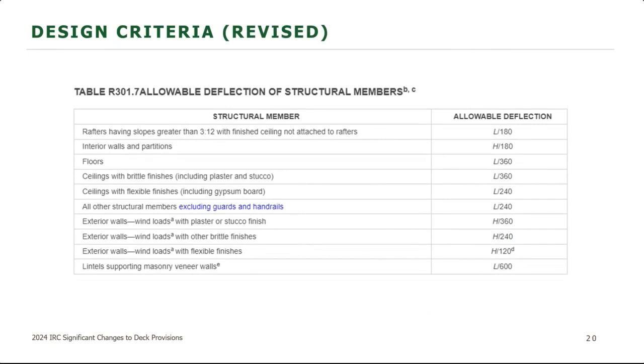R301.7 is the deflection for structural members, and you'll see in the 2024 code they excluded guards and handrails from the all other structural members section there. So guards and handrails no longer have a deflection limit in the code.